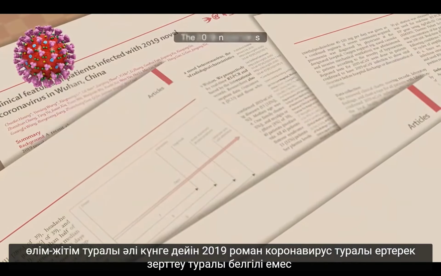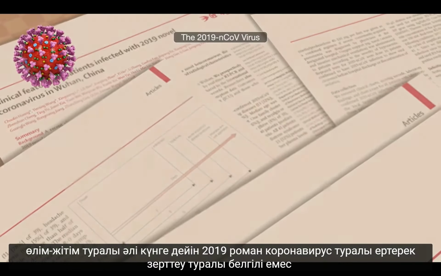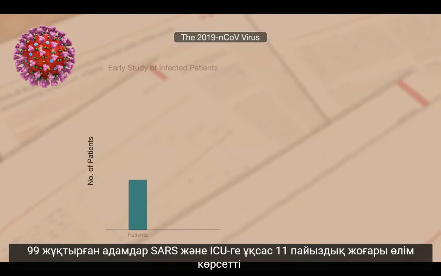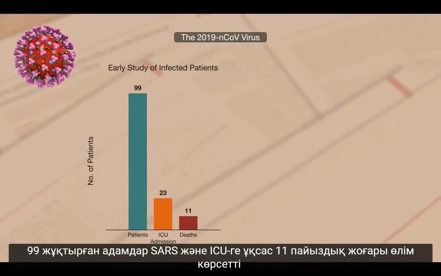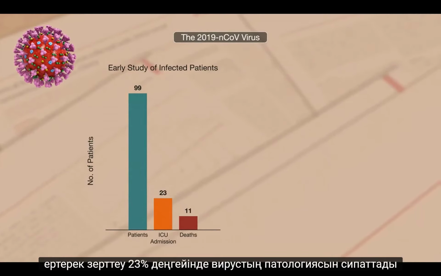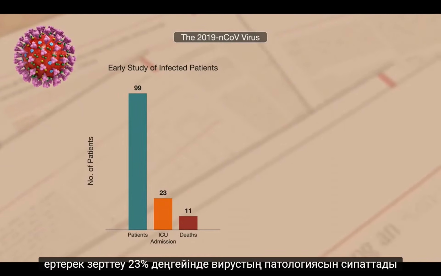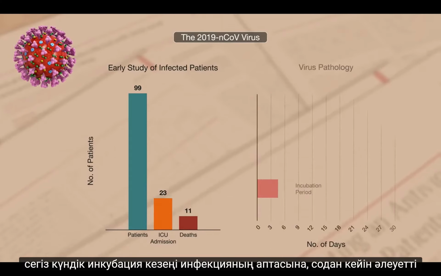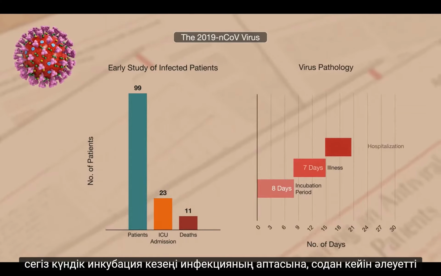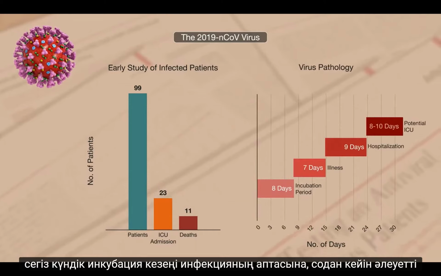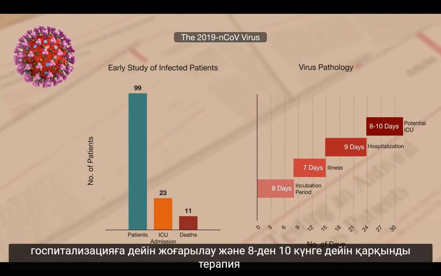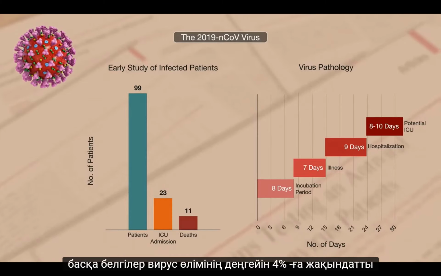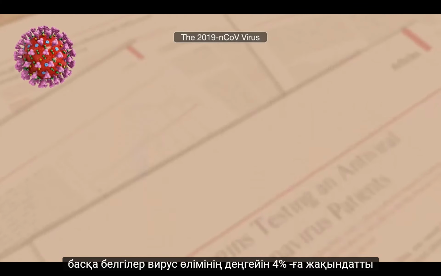Much is yet to be known about the 2019 novel coronavirus. An early study of 99 infected showed a high mortality of 11%, similar to SARS, and ICU admission rates of 23%. An earlier study described a virus pathology with an 8-day incubation period, a week of infection, followed by a potential escalation to hospitalization and intensive care over another 8 to 10 days. Other indications put the mortality rate closer to 4%.